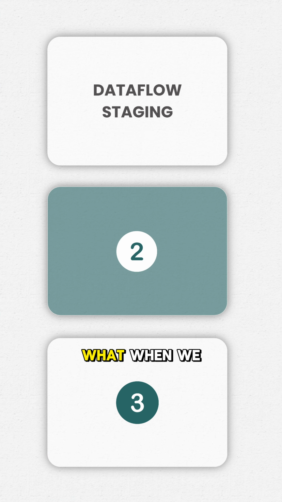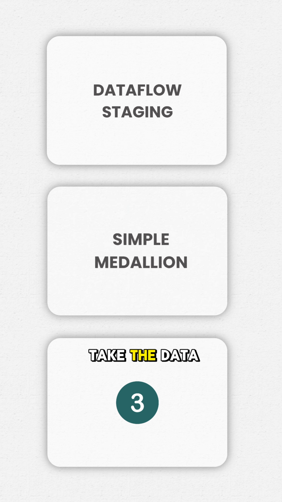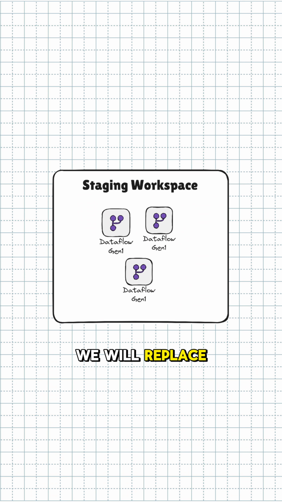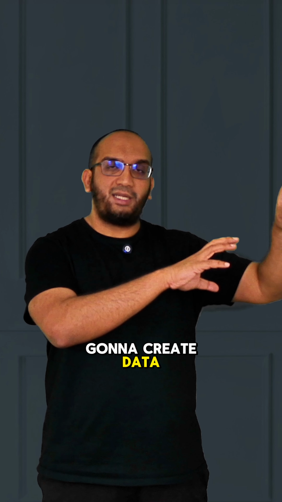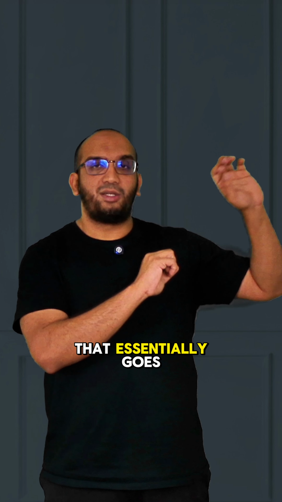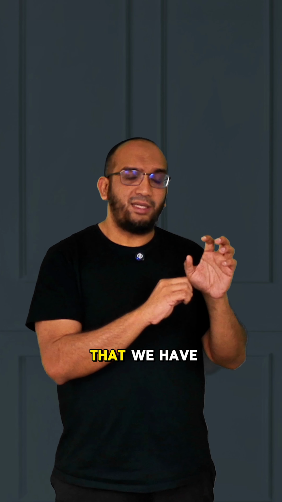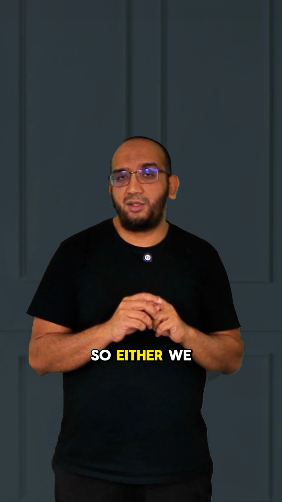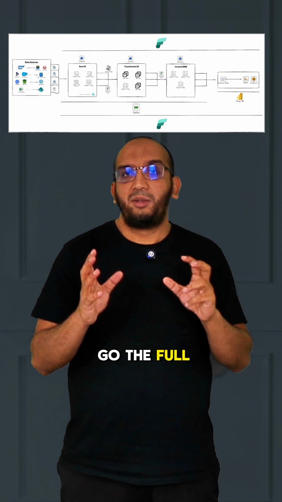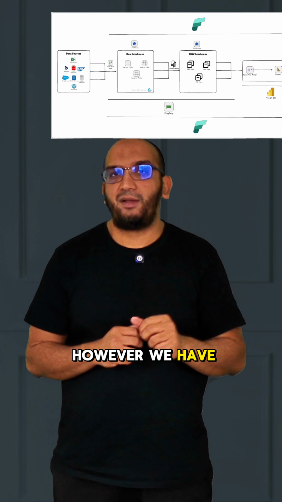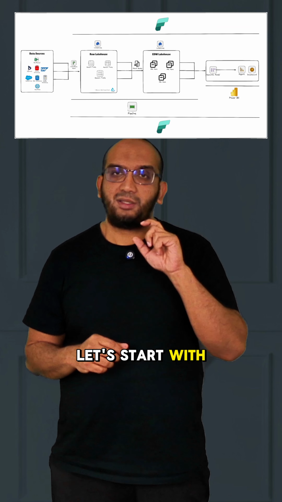The second stage, when we've got that working, we are going to take the dataflow workspace that we had before and replace it. We're going to create Dataflow Gen2 that gets the data from the source directly. When we do that, we have two options. Either we go the full medallion architecture or just use however we have had it. So let's start with a simple approach.